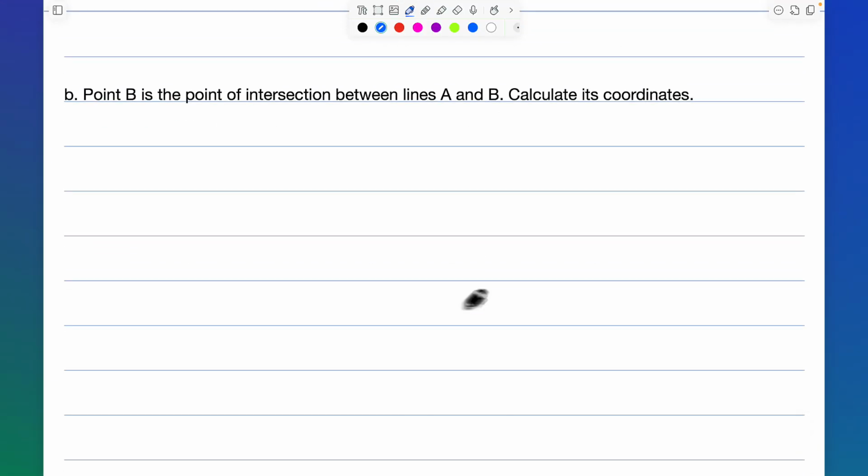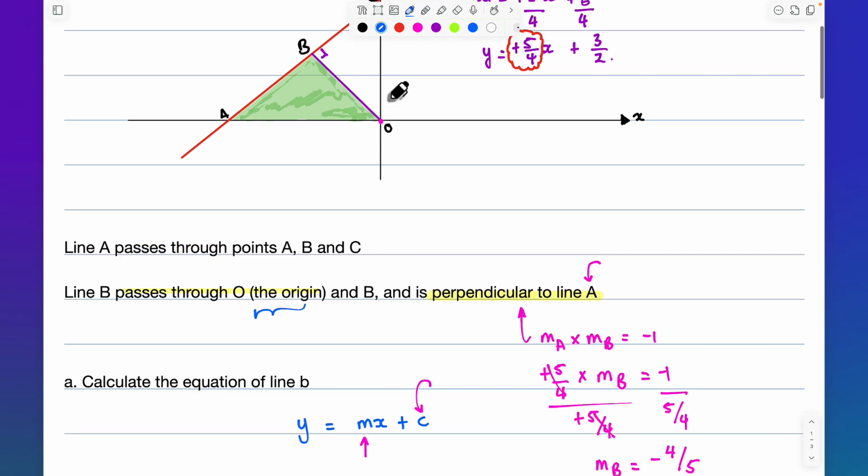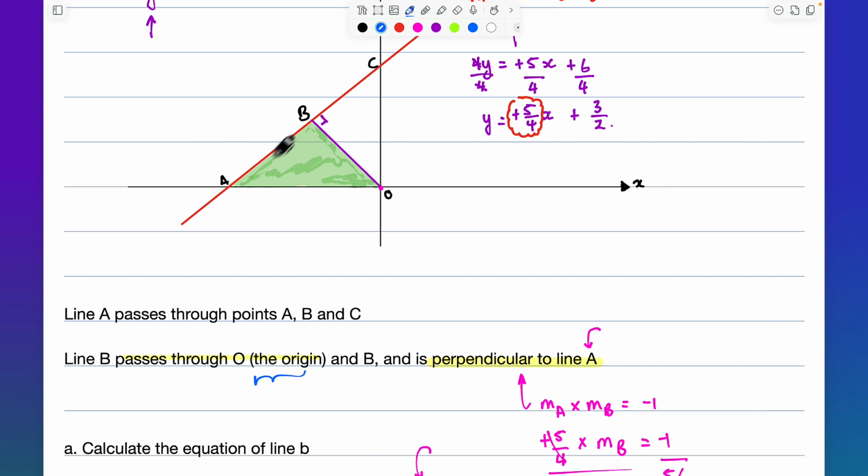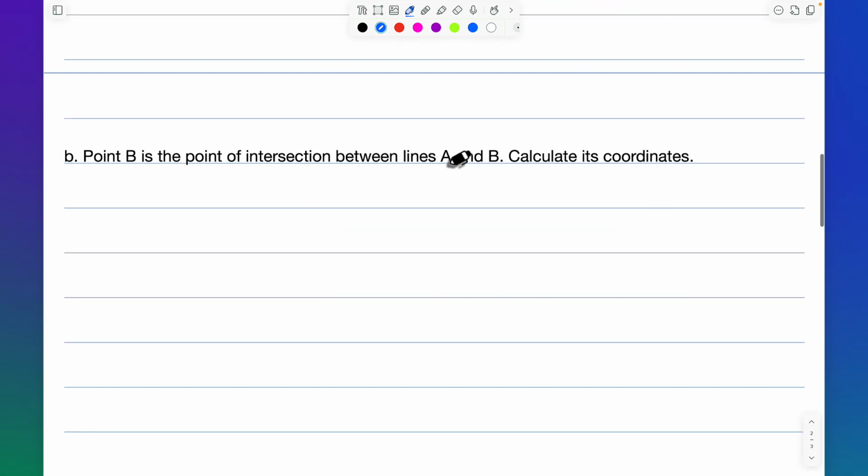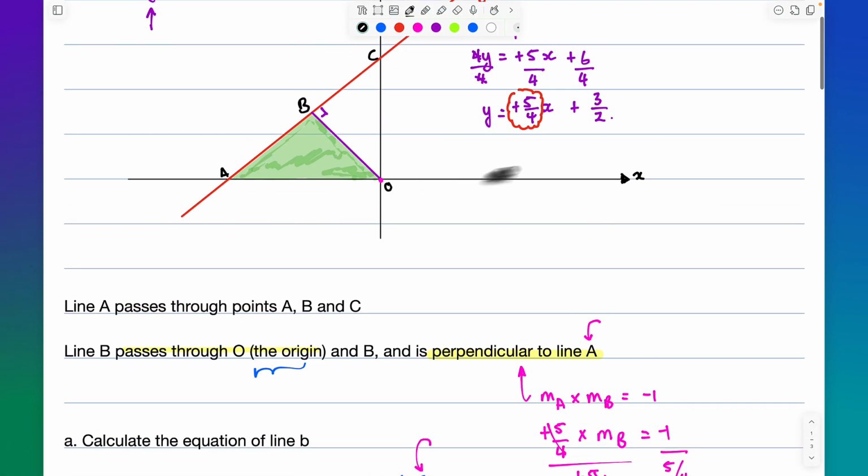The second question says, point B is the point of intersection between lines A and B. Coming here, we can see that point B lies where the two lines meet. Calculate its coordinates. Now, in one of the videos, we talked about the fact that in order to calculate the point of intersection between two lines, you find the simultaneous equation of those two functions. I'm going to write it in this form, since this is easier when it comes to simultaneous equations.